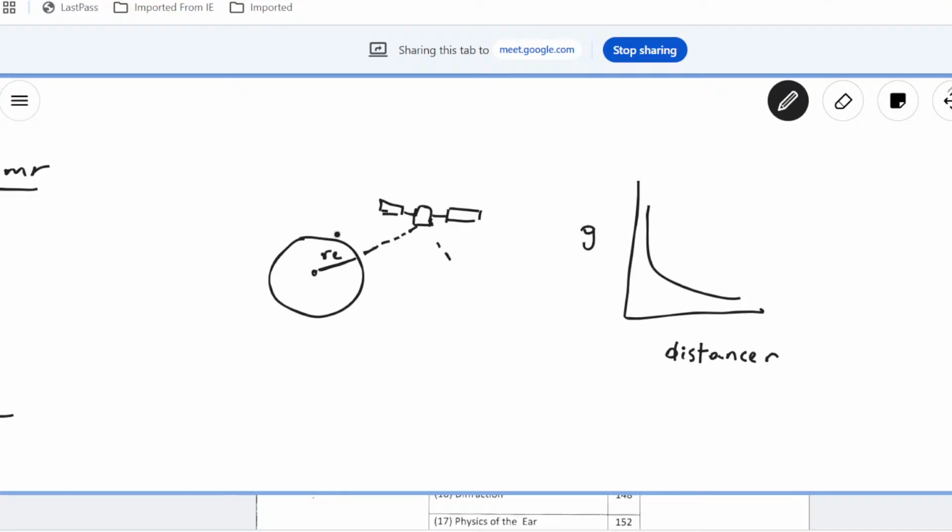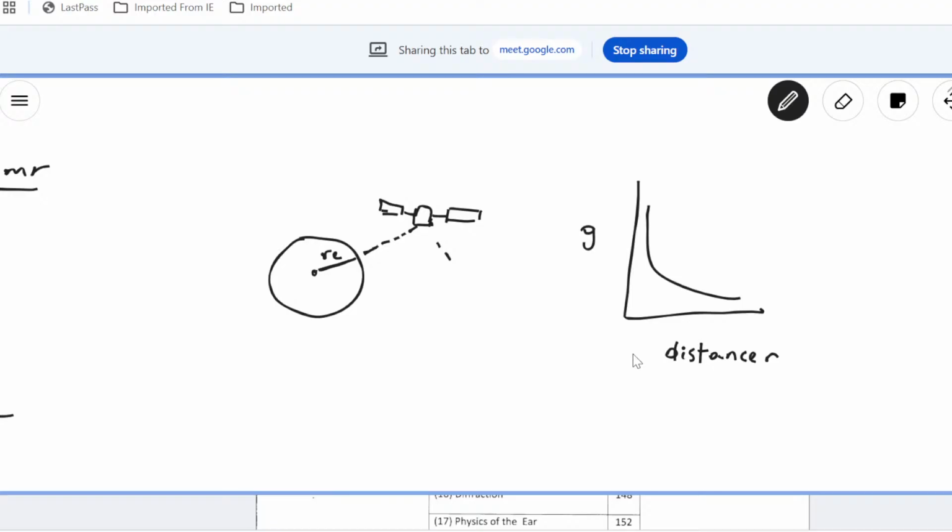Alright, so objects close to the Earth, of course, we can say it's 9.8.